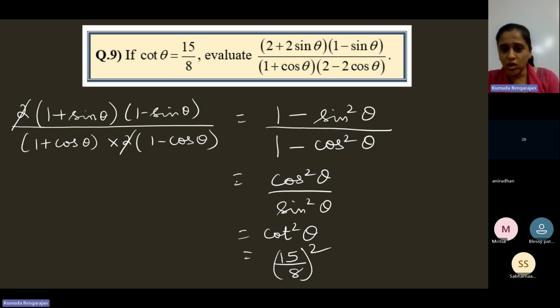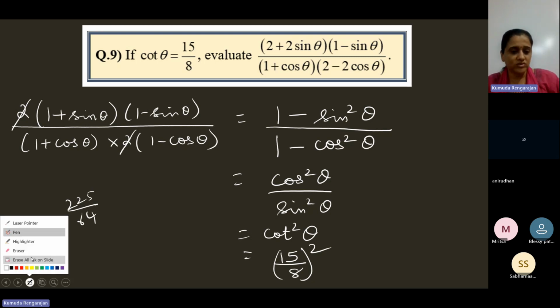இங்க வந்து என்னன்னா 2 common எடுத்தோம் first. Numerator and denominator we took out 2 common, then 2 got cancelled. And then a plus b into a minus b is a square minus b square. Then again by the identity 1 minus sin square theta is cos square theta. 1 minus cos square theta is sin square theta. And cos square theta by sin square theta is cot square theta. And the value of cot theta is given to us 15 by 8. So 15 by 8 the whole square. It is 225 by 64.